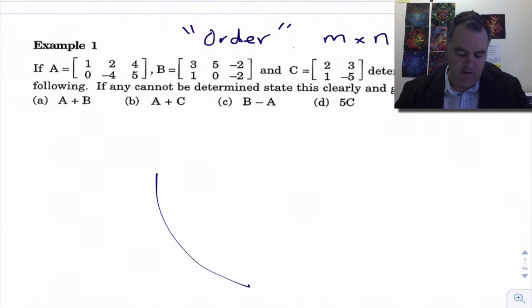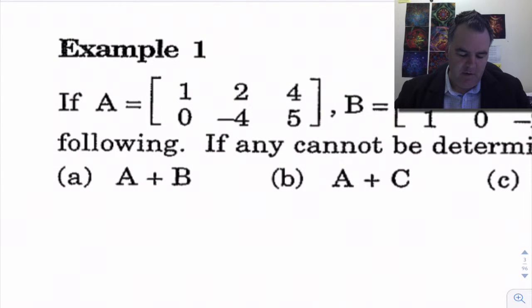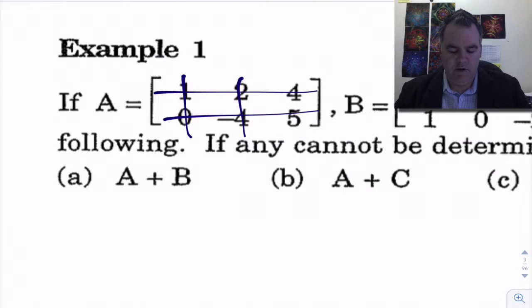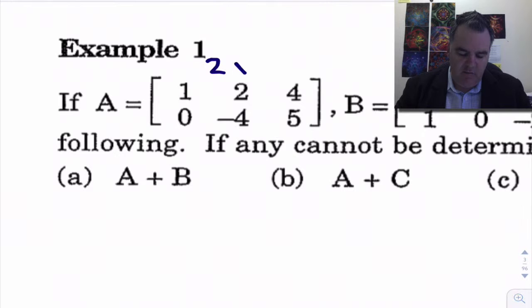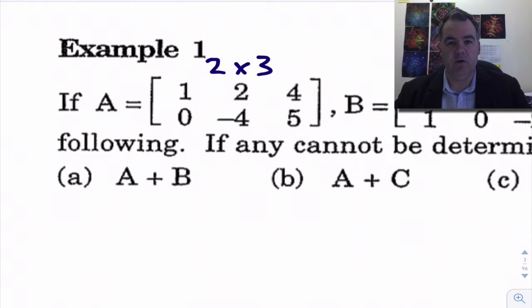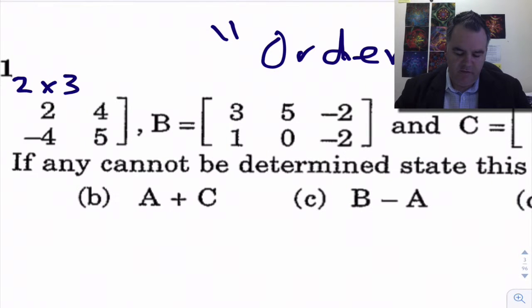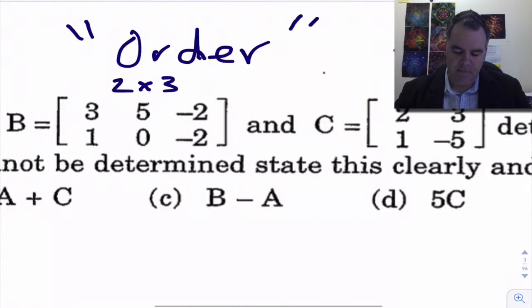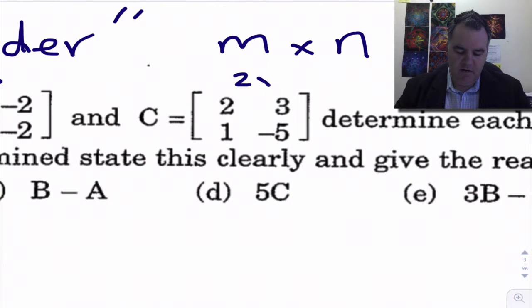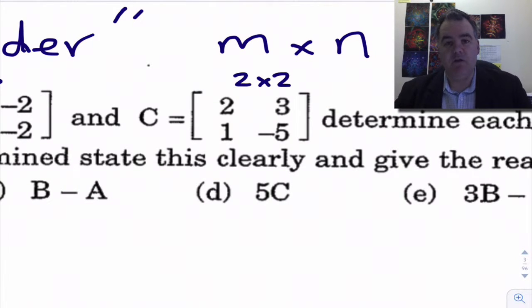So if we look at matrix A, for example, matrix A has 2 rows, 1, 2, and 3 columns. So the way that we write the dimensions or the order of this matrix is we say that this is a 2 by 3 matrix, 2 rows, 3 columns. Matrix B also, as you can see, is 2 by 3, and matrix C is what we call a square matrix, and it's 2 by 2, 2 rows and 2 columns.